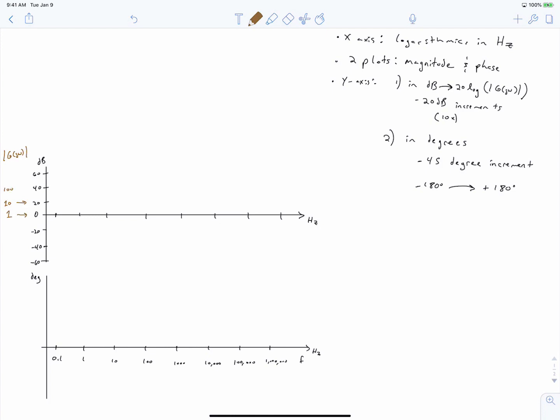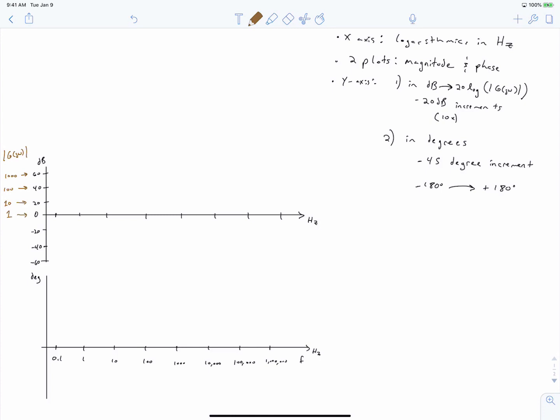20 times the log of 100 is equal to 40 decibels. 1,000 is 60 decibels. Each tick is a multiple of 10. This ends up being a log-log plot if we were indicating our y-axis as simply the absolute value of j omega. But instead we're indicating our y-axis in decibels, which makes this a semi-log plot.